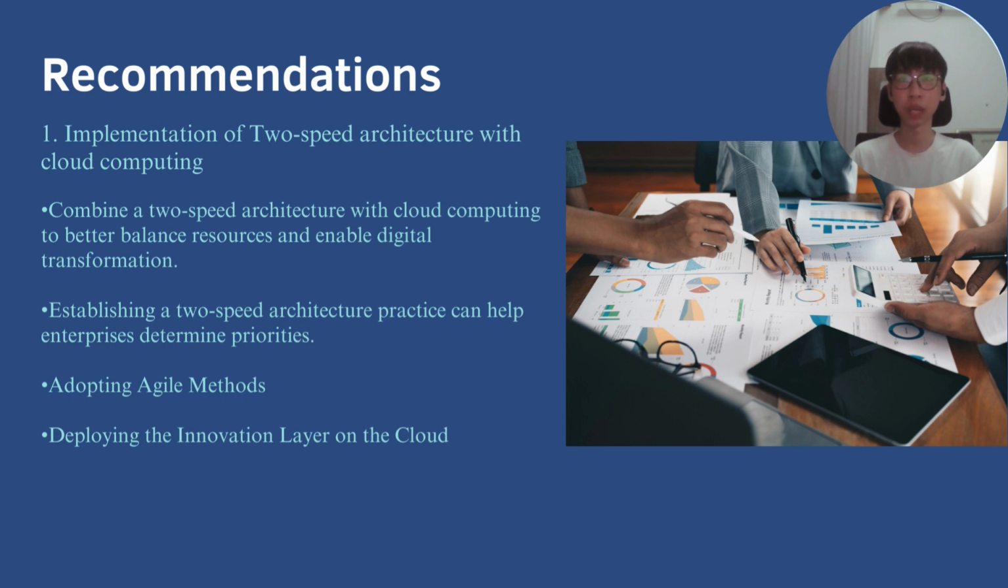Establishing a two-speed architecture practice can help organizations determine priorities and achieve a rational allocation of resources. An agile method is also used to drive rapid iteration and project delivery. In addition, by deploying an innovation layer on the cloud, organizations can design and implement new systems and applications faster, while maintaining agility and flexibility.